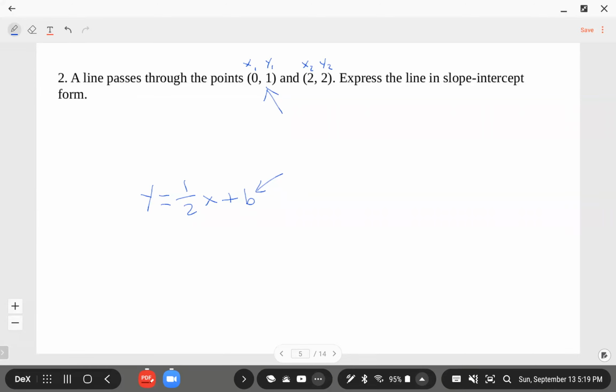This line passes through the points 0, 1, right? So just substitute it in. x, substitute it for 0. y, substitute it for 1. And just plug in those numbers. Then you get 1 equals 1/2 times 0, which is obviously 0. So you get 1 equals b. So very simple, right? And then you can build your formula: y equals 1/2 x plus 1.